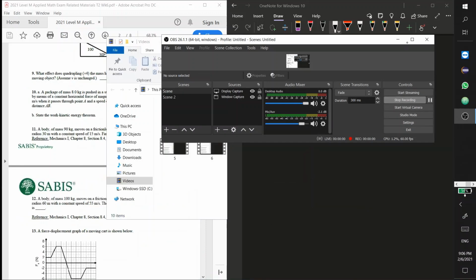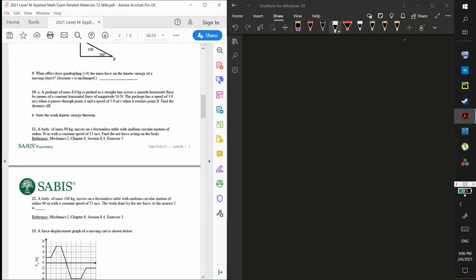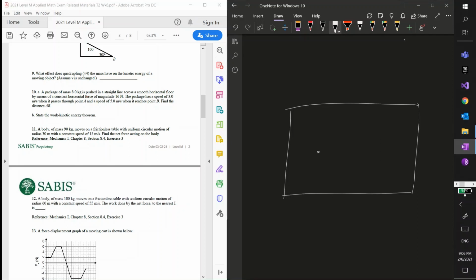Okay, question 11. A body of mass 90 moves on a frictionless table with a uniform circular motion of radius 30 and velocity 15. Find the net force on the body. So you have a table, you have a ball on the table, and it's moving in a circle, yeah? So here's the table, here's the ball, and it's moving in a circle, and it's moving in UCM.